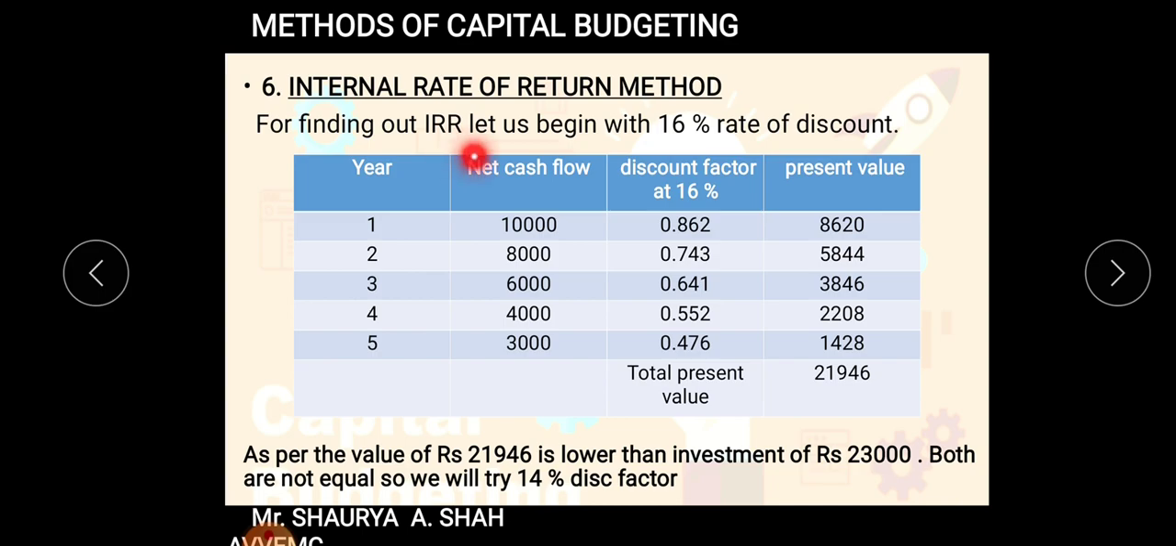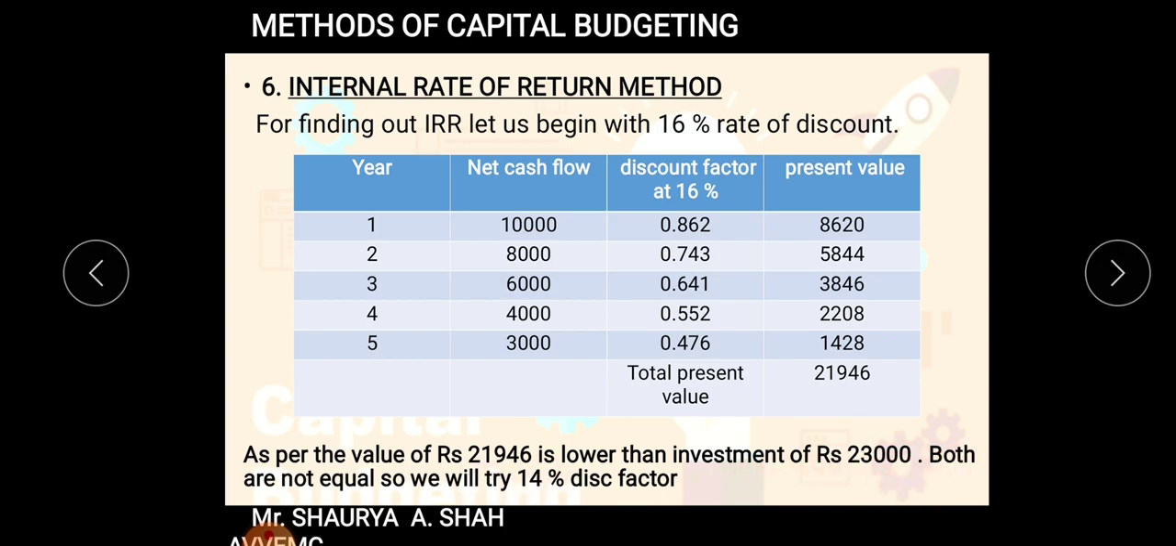Let us now begin with the 16% rate of discount. Same as before, students, you need to write down the years, the net cash flow, and the discounting factors again at 16%. Then you find the present value by multiplying the discounting factor with the cash flow. So you are getting the total present value of 21,946, right? Again, what was my investment, students? It was 23,000, and 21,946 is much lower than 23,000. So again they are not equal.